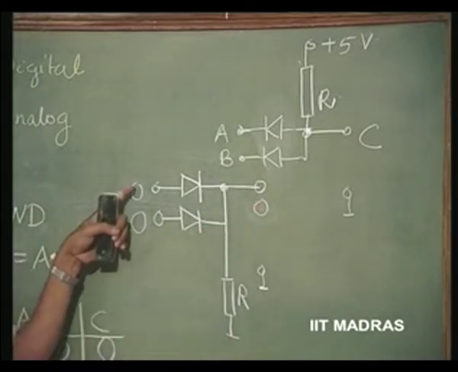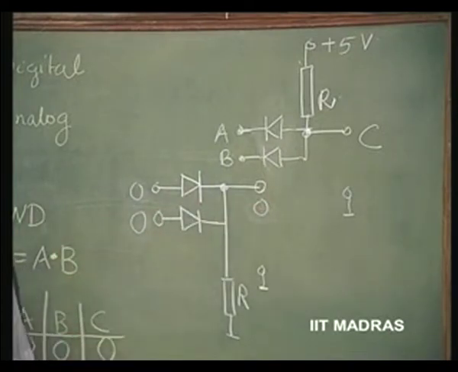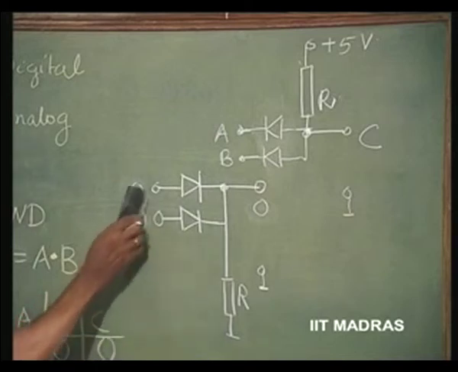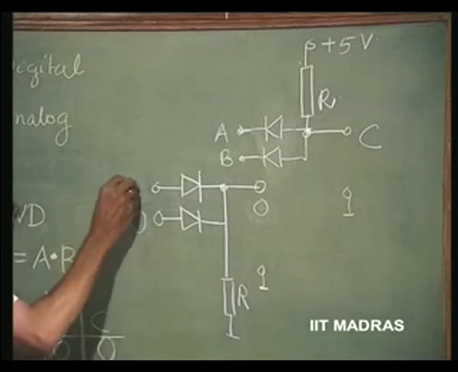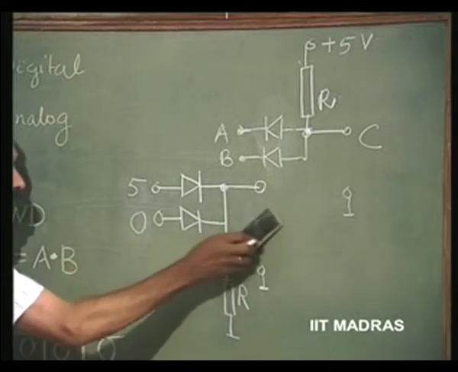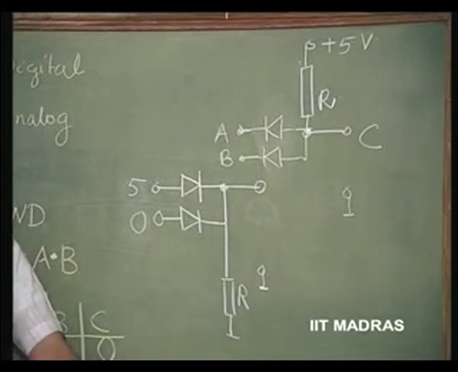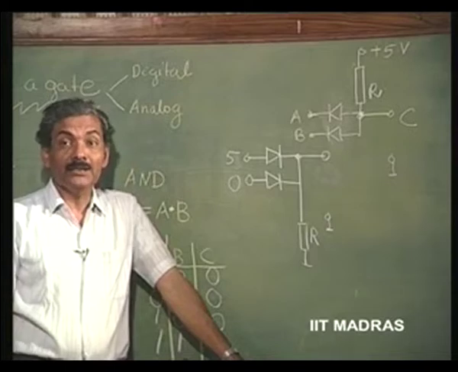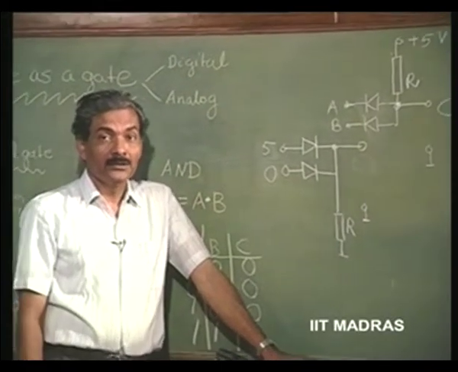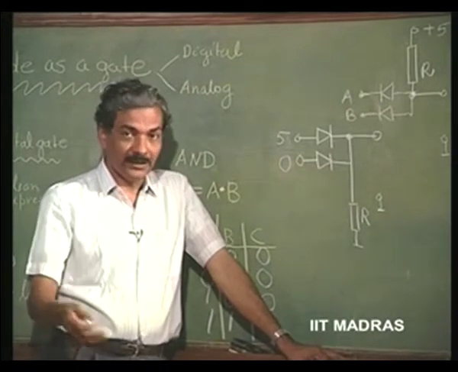So, with both A and B at 0, the output is going to be 0 in this circuit. Now, let us make one of them equal to 5 volts, and the other one is at 0 volts. Now, what is the output? In any of these logic circuits, you have to apply logic to find out the output. Let us now consider the output as 0 volts and argue out whether it is possible.